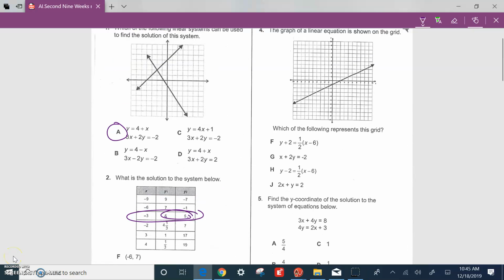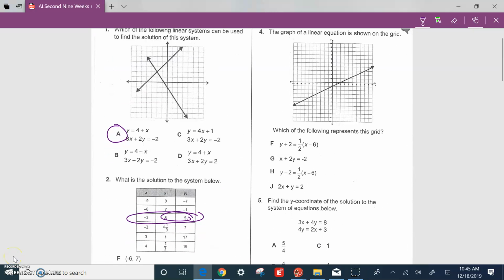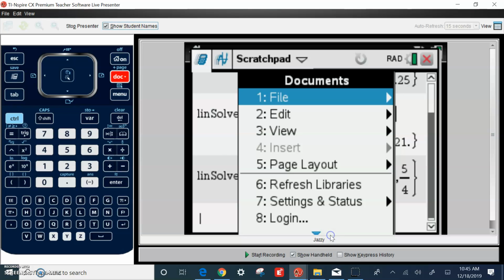Alright, so we're on number 4. It says, which of the following represent this grid? So all you have to do is match it. So we're going to go to a graph. Please open a graph. And we have to delete the equal sign.